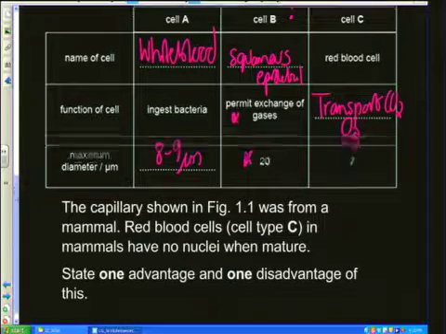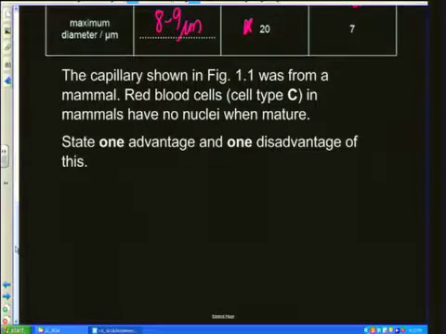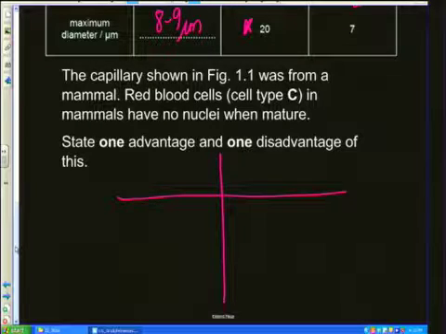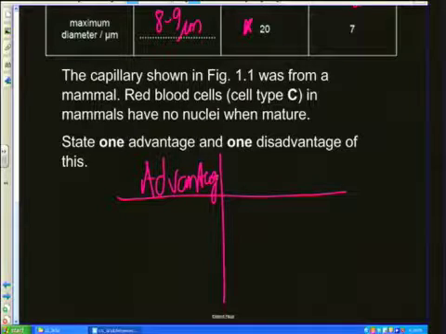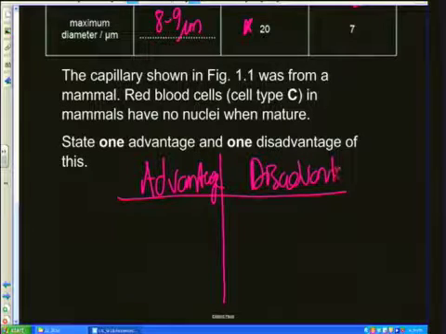Okay. Then we get to the next question. It says the capillary shown in figure 1.1 was from a mammal. Okay? Red blood cells in mammals have no nuclei when mature. State one advantage and one disadvantage of this. I think I have answered it. All right? If you use a table, it's much easier for your teacher to mark. Always be kind to your teacher. And that's what I said over here.